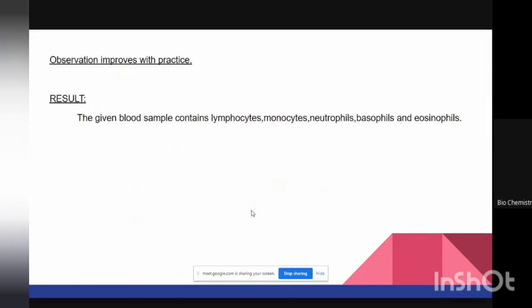Observation will improve with practice, so nothing to worry if you're not able to understand anything in the beginning. Once you start identifying the cells on a regular basis, you'll be able to identify them.